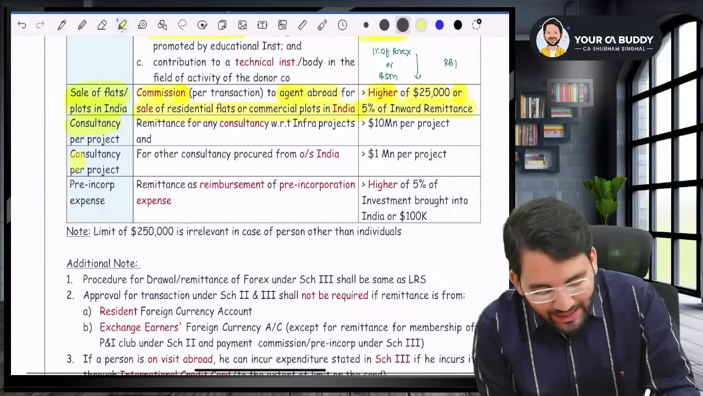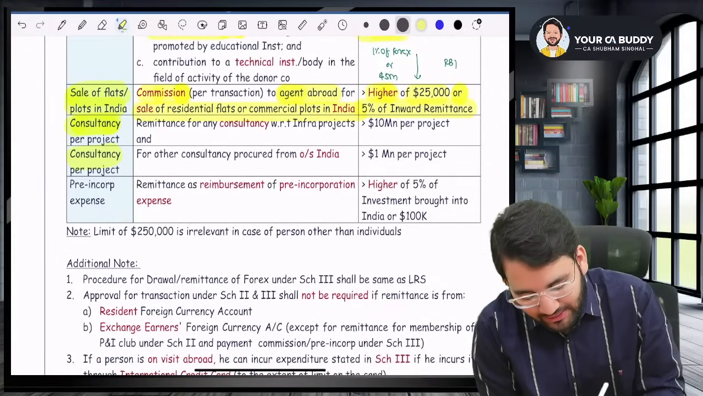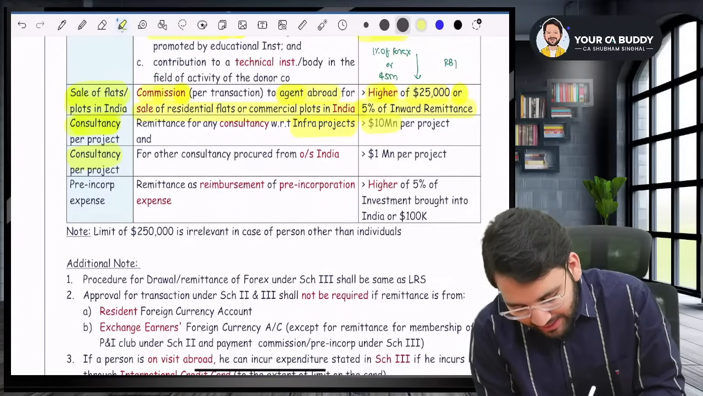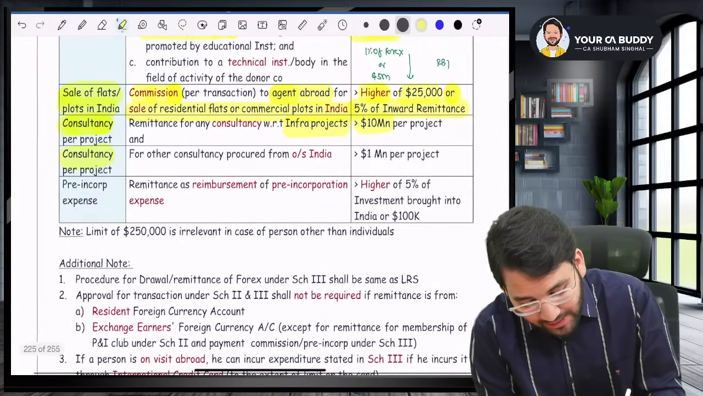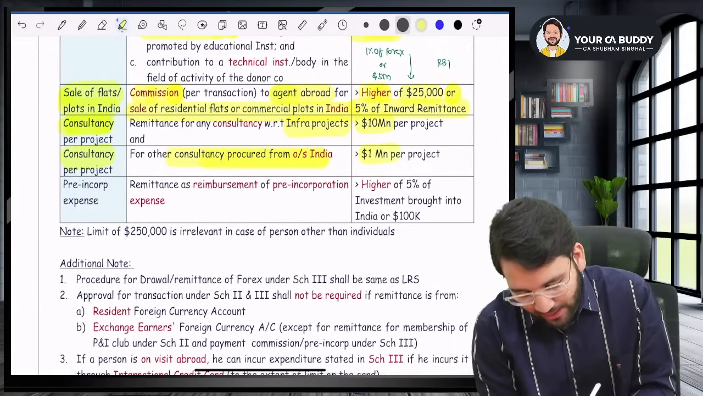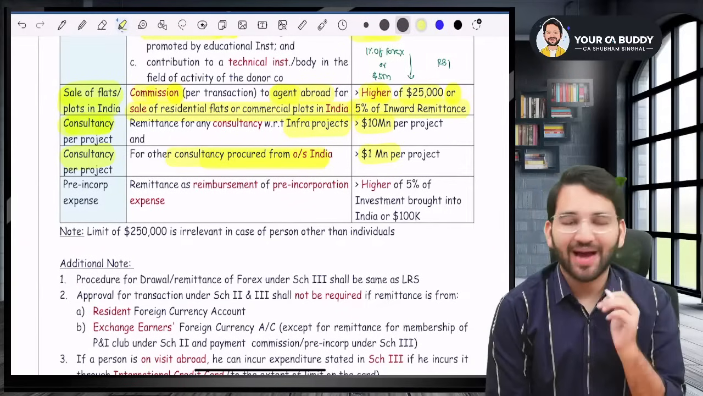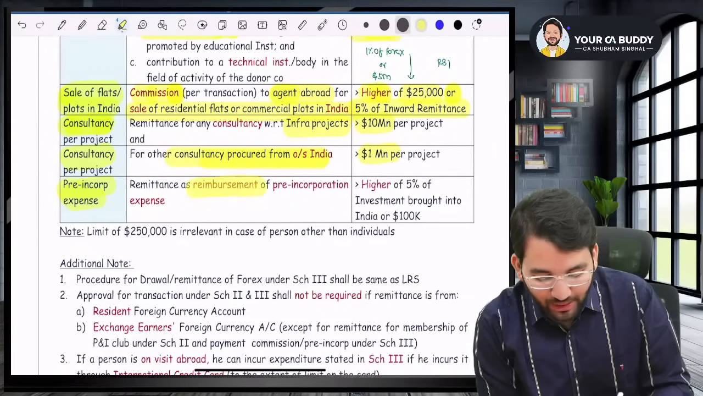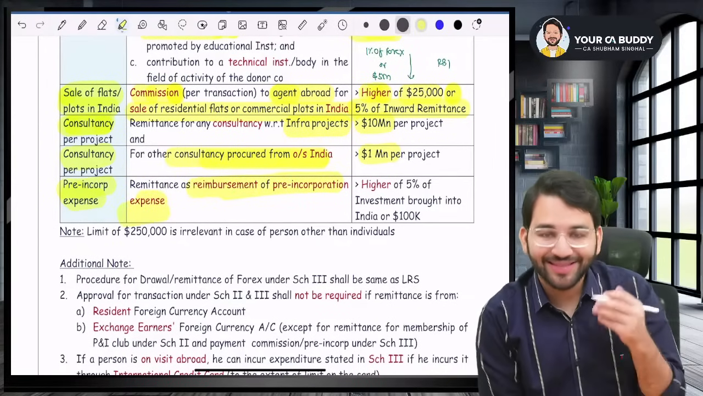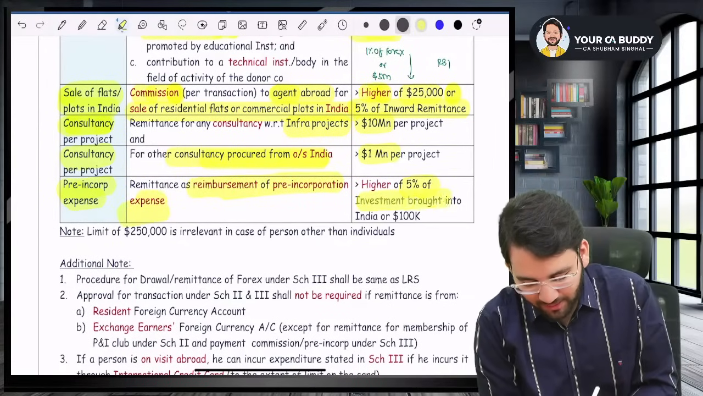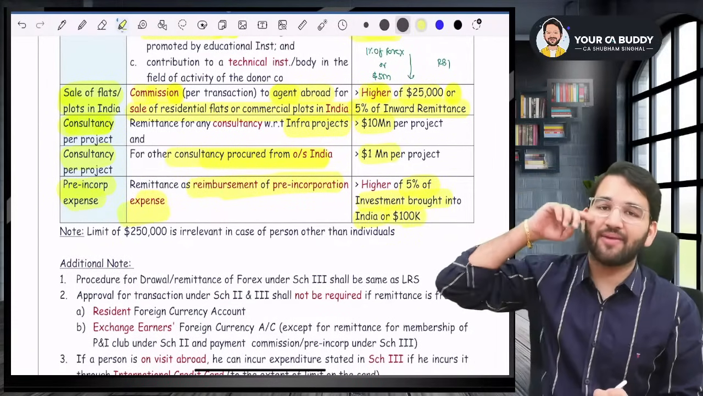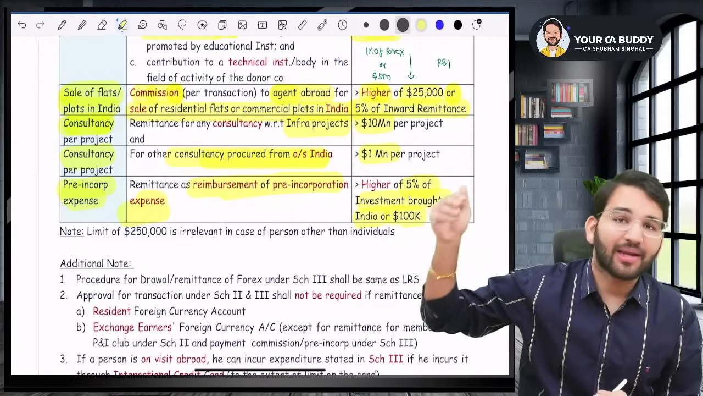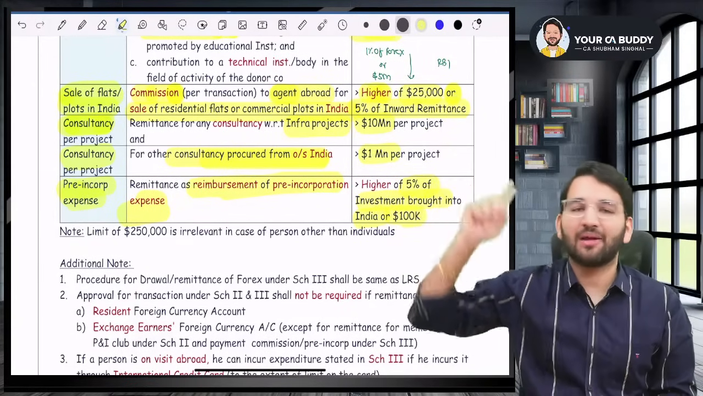So, if you're taking any consultancy, if the consultancy is related to infrastructure, then $10 million. If the consultancy is other than infrastructure, $1 million is the limit. Beyond that, RBI approval. And the last one, pre-incorporation expense. If you are reimbursing any pre-incorporation expense, the limit is 5% of investment brought into India or 100K, whichever is higher, and beyond that, RBI approval.